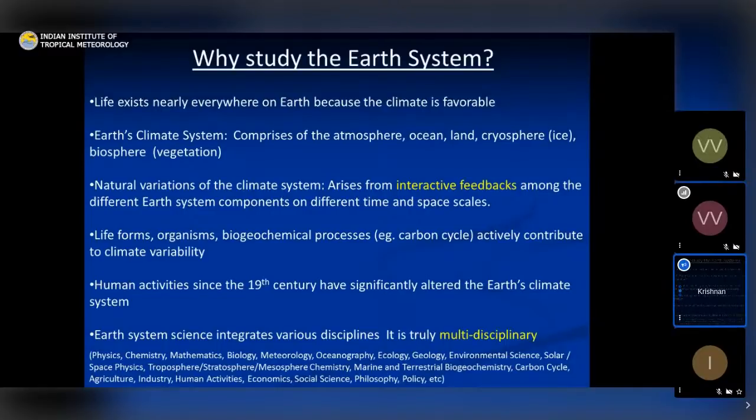That is one of the important goals of the CCCR. So basically, Earth system science integrates various disciplines, so it is truly multidisciplinary. It involves physics, chemistry, mathematics, biology, meteorology, oceanography, ecology, geology, environmental science, solar space physics, troposphere, stratosphere, mesosphere, chemistry, marine and terrestrial biogeochemistry, carbon cycle, agriculture, industry, human activities, economic, social science, philosophy, policy, and all. So it's a very important discipline. That's what I wanted to highlight in my talk.